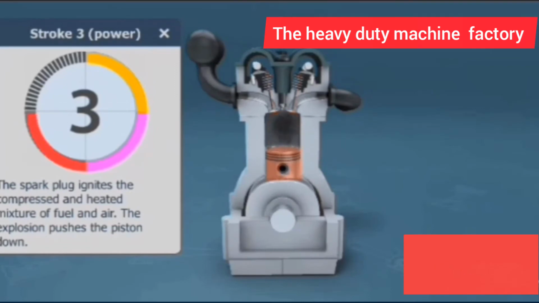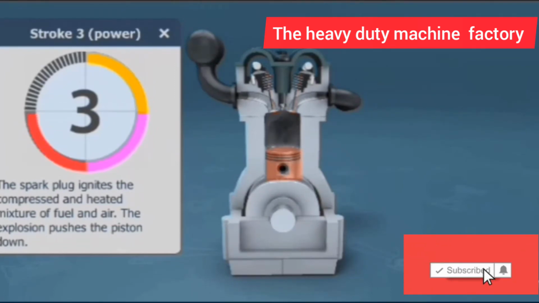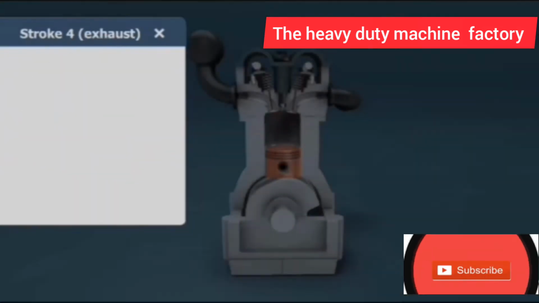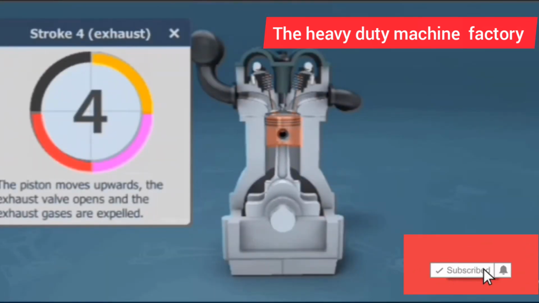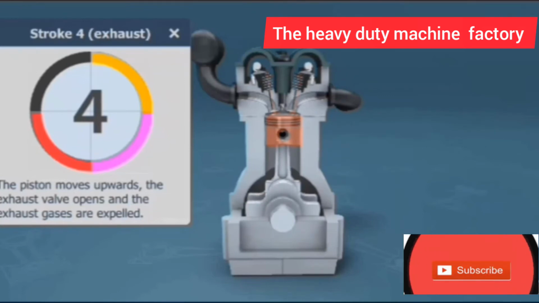The third stroke is the power stroke. The spark plug ignites the compressed heated mixture of fuel and air. The explosion pushes the piston down. The fourth stroke is the exhaust stroke. The piston moves upwards, the exhaust valve opens, and the exhaust gases are expelled.